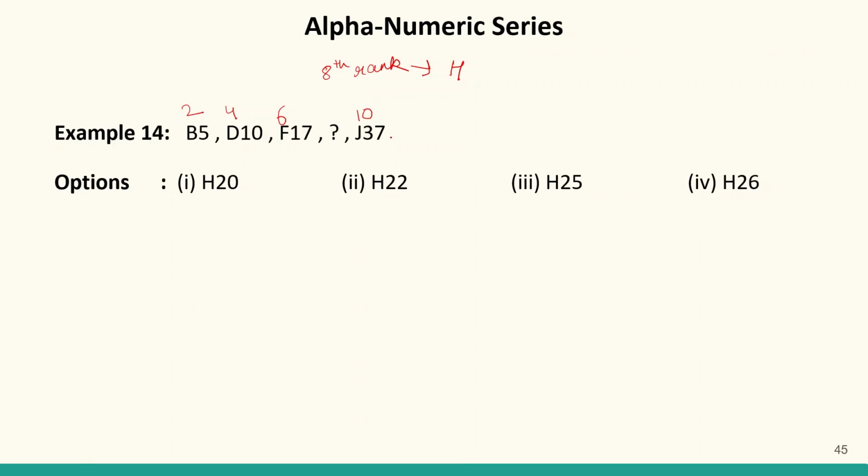Right? Now let us come to the numbers. I can see that there's an increment of 5 from here to here. From here to here, I can see there's an increment of 7.